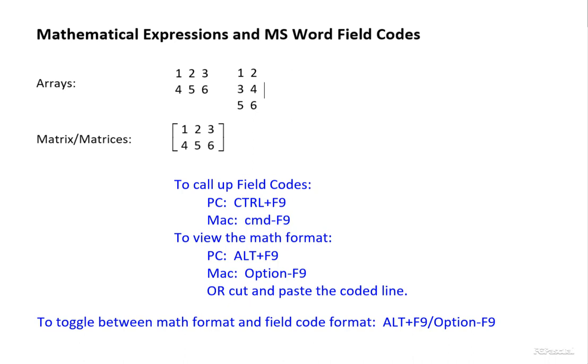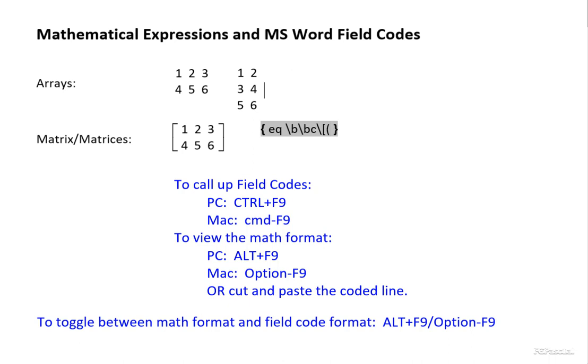Now to create a matrix. Call up the field code brackets, EQ space backslash B, which we think stands for bracket. Backslash BC, which we think means brackets on both sides of the matrix, backslash, and then we'll use a square bracket.